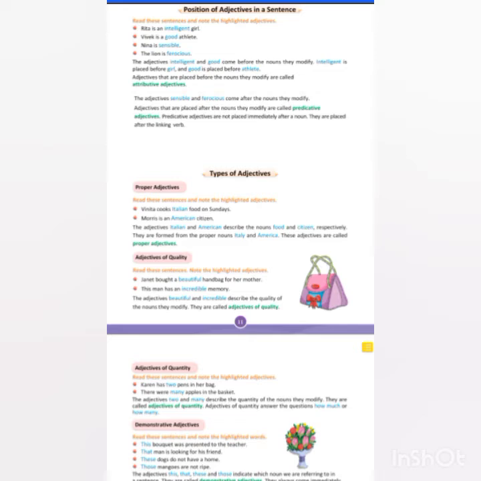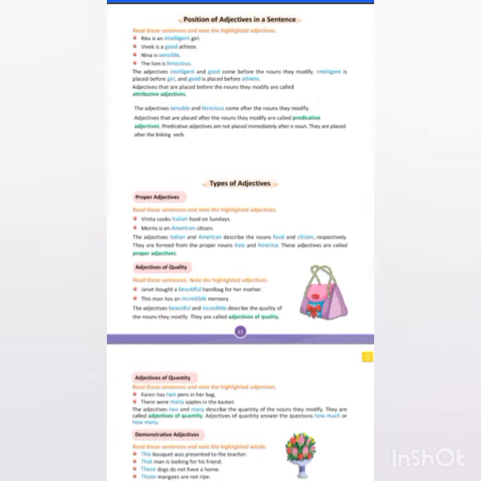Predicative adjectives are not placed immediately after a noun. You can clearly see in examples 3 and 4, they are placed after the linking verb. After the linking verb, after the verb is, these both adjectives are used. So predicative adjectives come after the nouns. You will remember these both, attributive, predicative.